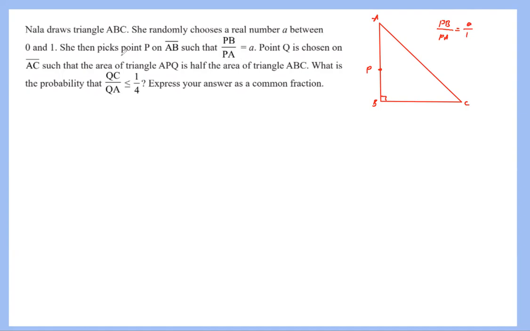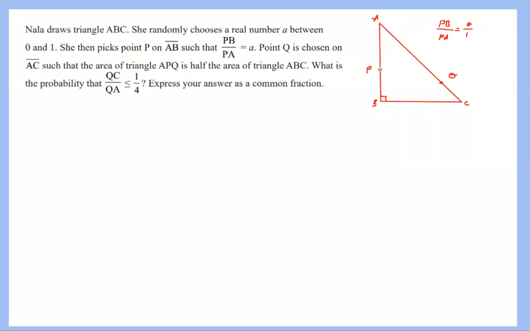And there is another point Q that is also chosen on AC. And when you do so, the area of the triangle APQ should be half of the area of the ABC. It doesn't have to be exactly this location, but I'm just gonna choose this to see how things are gonna look. Okay, so we got that.